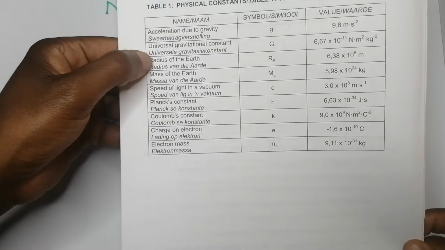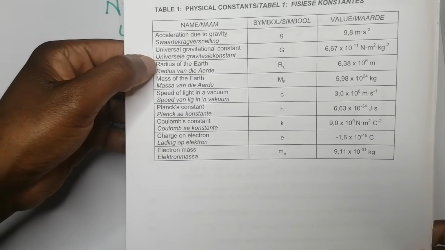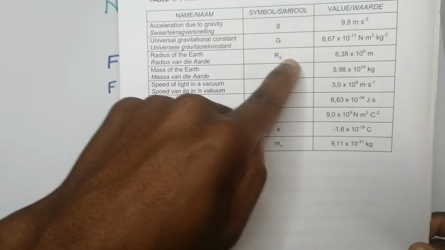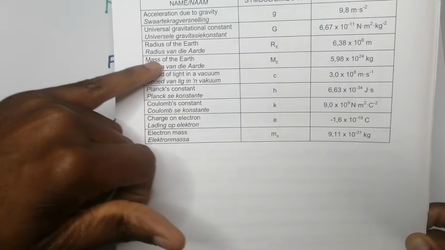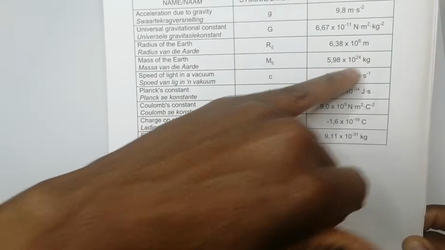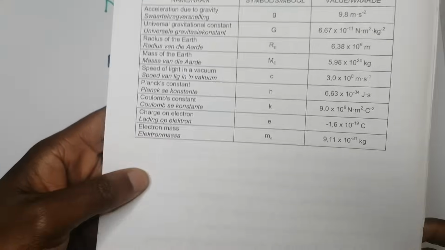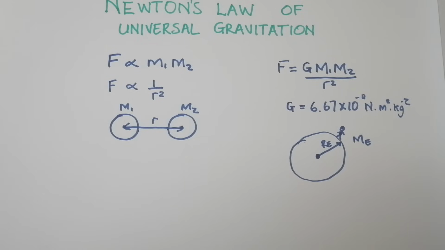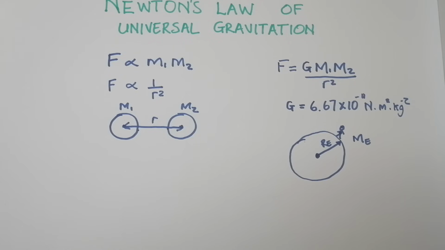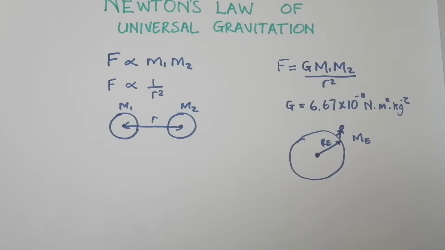There's your table of constants, and that's the radius of the Earth, RE, which is 6.38 times 10 to the power 6, as well as the mass of the Earth, ME, which is 5.98 times 10 to the power 24 kilograms. So as I said, you'll never need to necessarily remember those values. What is quite important to remember is that I wanted to make this lesson quite short and straight to the point.